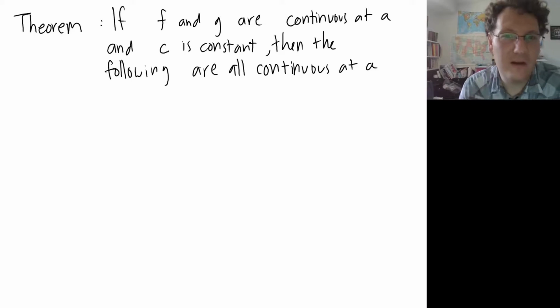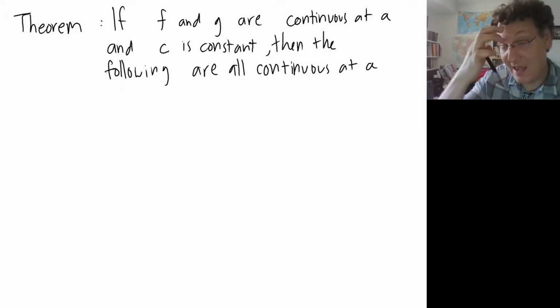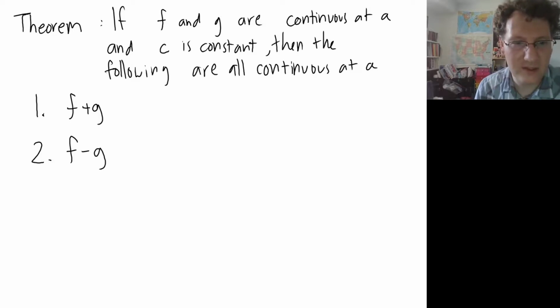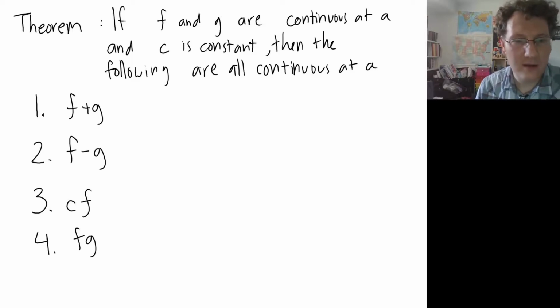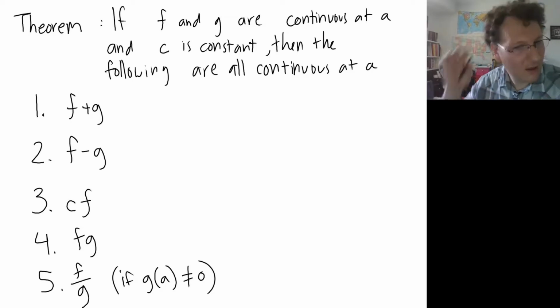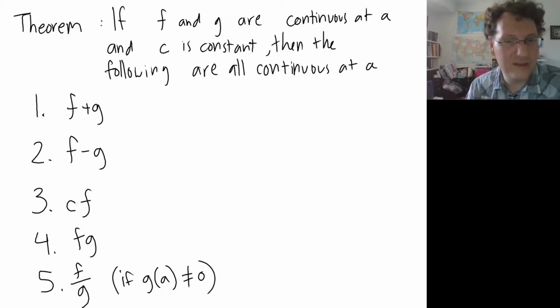In the theorem, as long as f and g are both continuous at a, and for any constant c, then the following are all continuous at a. First, the sum f plus g is continuous at a. The difference f minus g is also continuous at a. Any constant scalar times f is continuous at a. The product f times g is continuous at a. And then f divided by g is continuous at a, as long as g of a is not equal to 0, because you can't divide by 0. If g of a is equal to 0, then a is not in the domain, and so therefore you couldn't say it was continuous at that point.